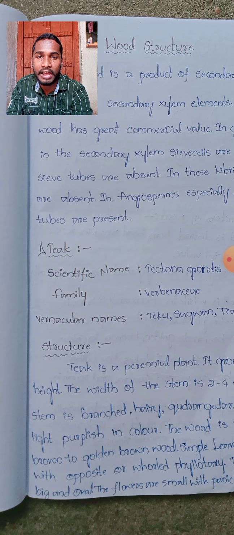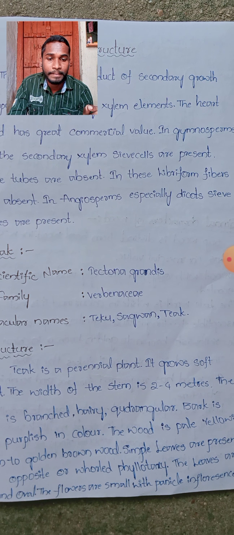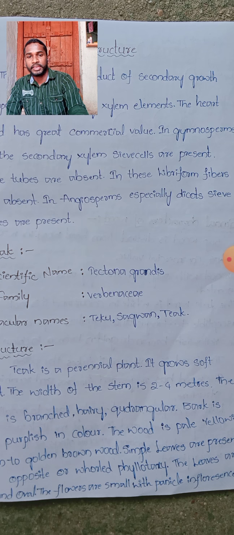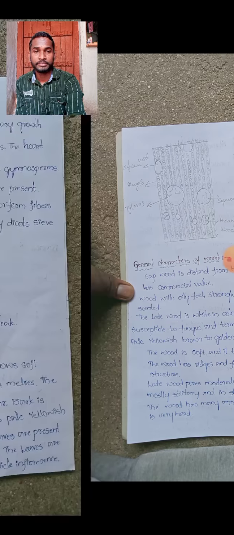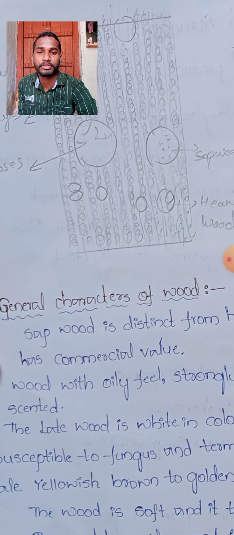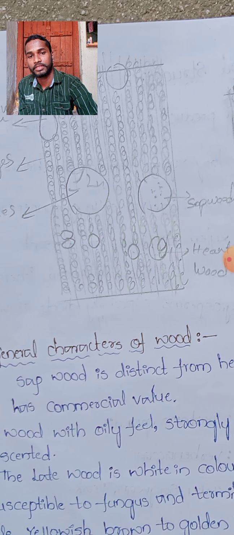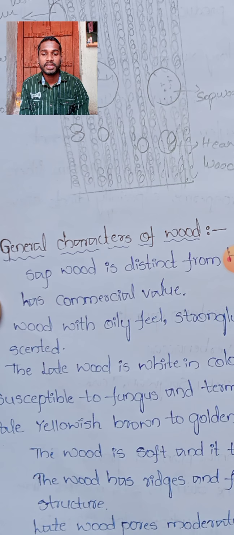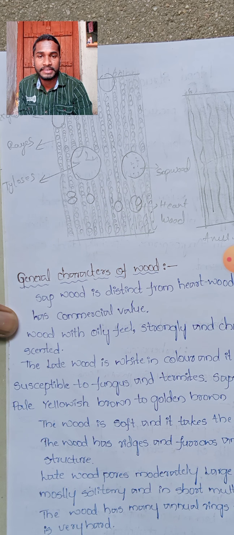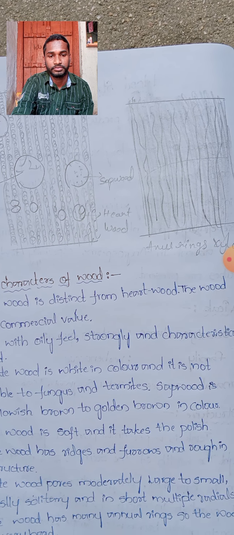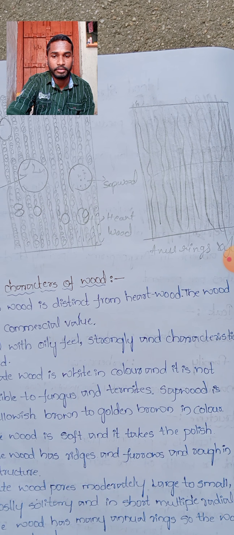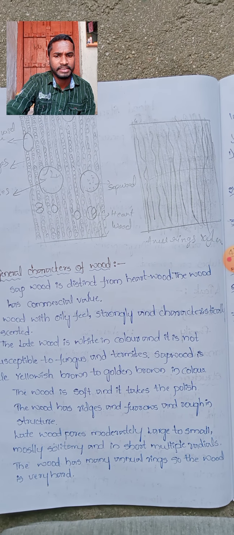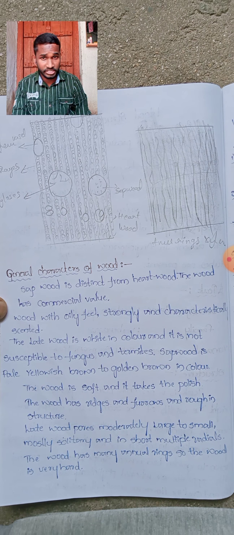The flowers are small with panicle inflorescence. General characters of the wood: sapwood is distinct from heartwood, and it has great commercial value.